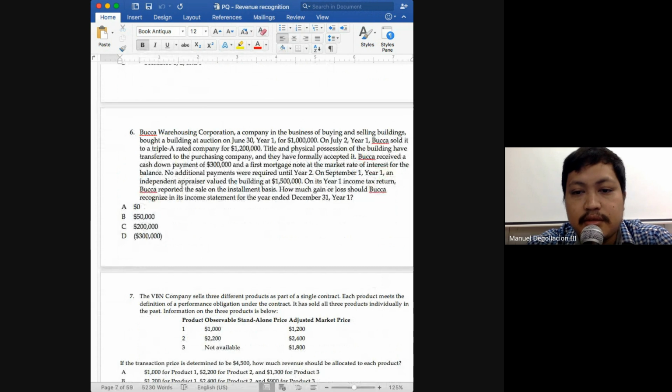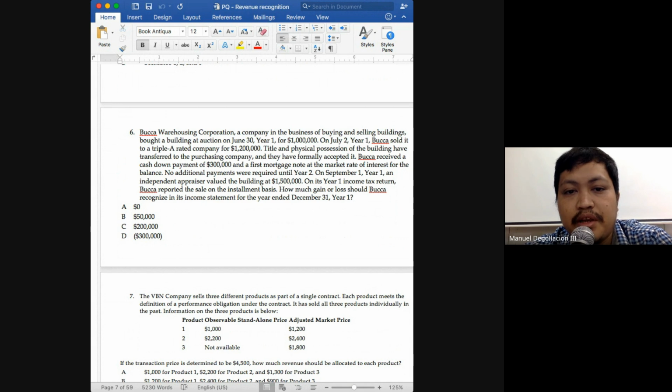Number 6. Buka Warehousing, a company in the business of buying and selling buildings, bought a building at auction on June 30, year 1 for 1 million. On July 2, year 1, Buka sold it to a AAA rated company for 1,200,000. Title and physical possession of the building have transferred to the purchasing company, and they have formally accepted it. Buka received a cash down payment of 300,000 and a first mortgage note at the market rate of interest for the balance. No additional payments were required until year 2.